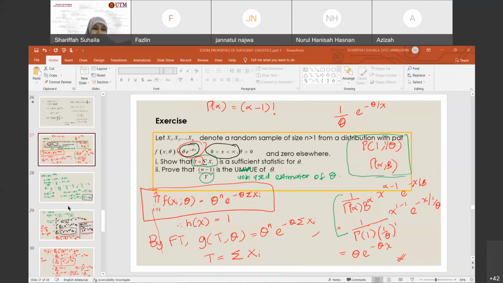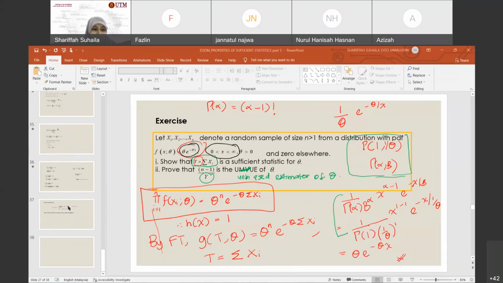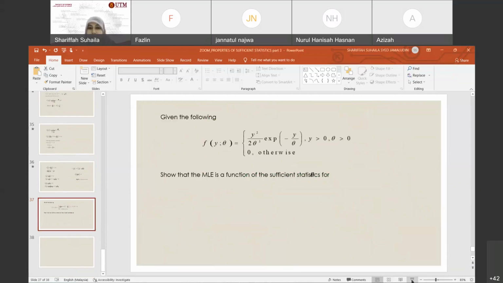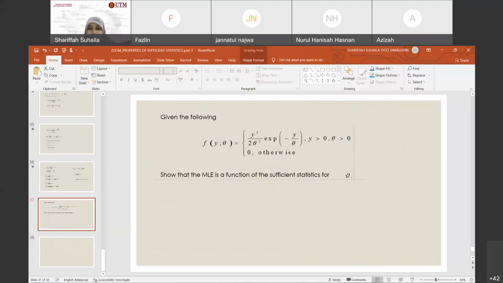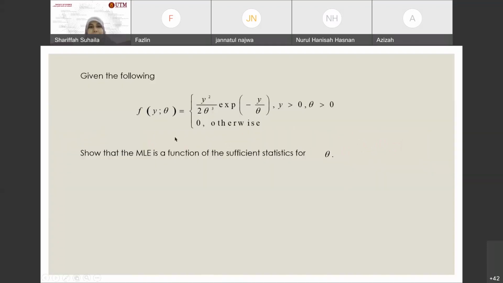Ada apa-apa soalan ke? Okay, this last exercise. Saya minta kamu salin dulu soalan ni. Okay, cuba buat dulu ya, untuk our next class lah ya. Sebelum saya masuk, the next topic will be 2.4 completeness and sufficiency. Saya dah masukkan dalam e-learning, dia punya nota tu. Kamu boleh download lah ya. So this one. Cuba this one.